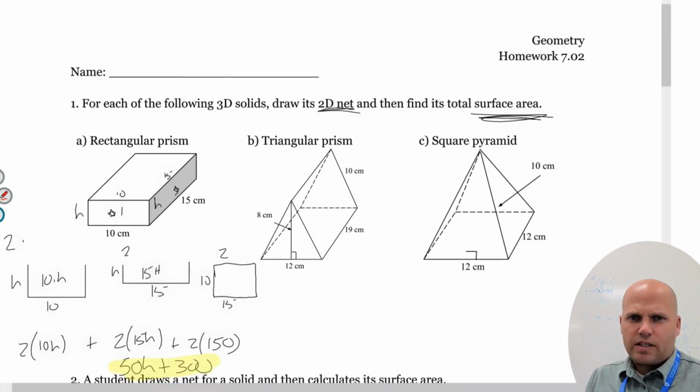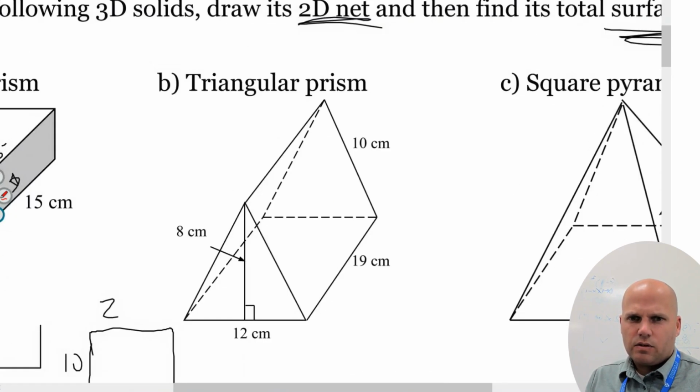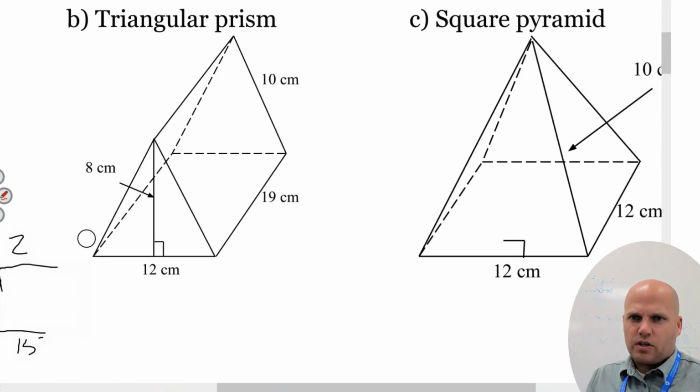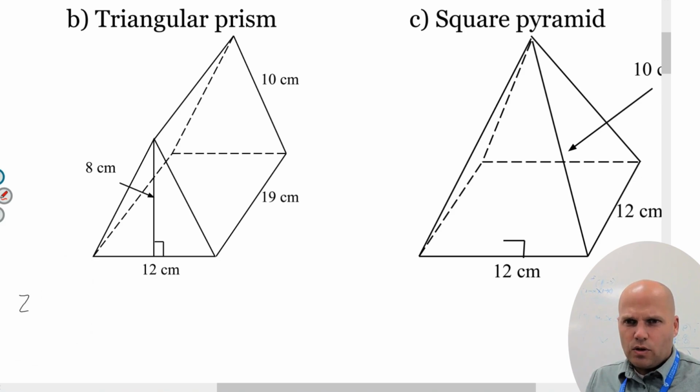Let's do the next one, the rectangular prism. I got to zoom in on this. All right. Triangular prism. Let's go into this one. All right, so I got two of these triangles that are base of 12, height of 8. So half the base is 6. Two 6 by 8s is 2 times 48. So I got 2 of those 48s.